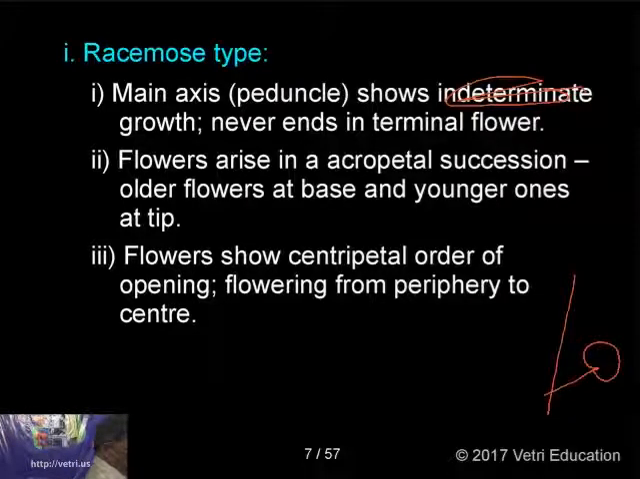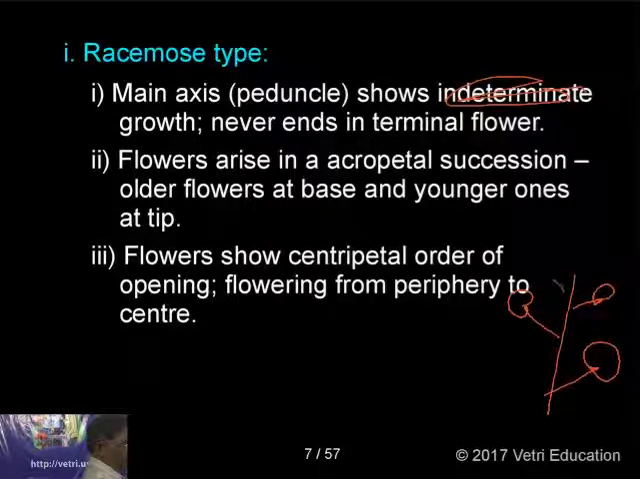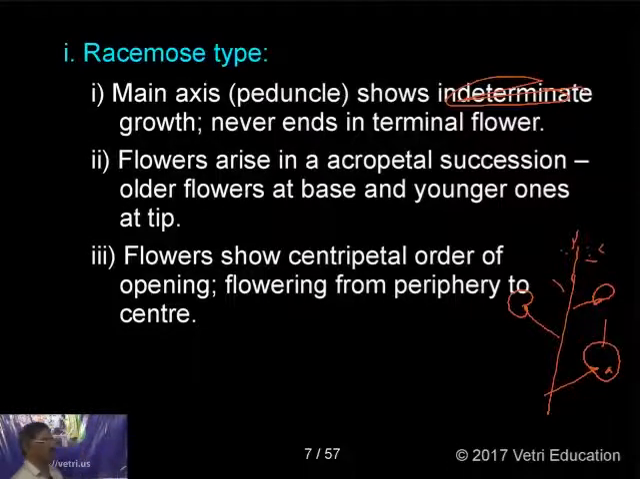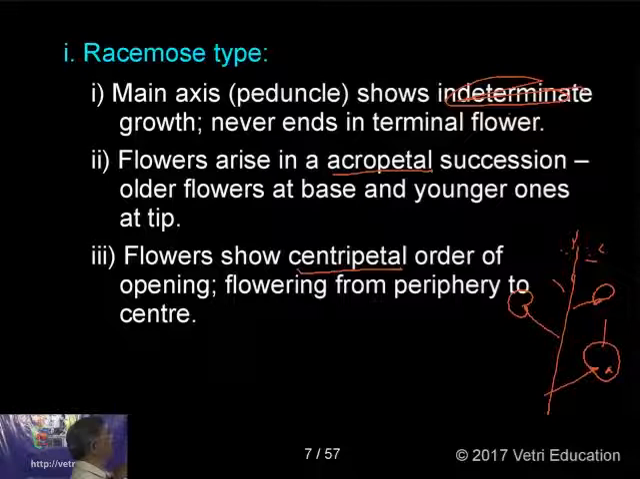Here you can find the older flowers are very big, and the upper flowers become very small, and this arrangement is acropetal succession. Since they are older flowers, these flowers open first. The opening is from the periphery to the center, and that is called centripetal order of opening of the flowers. So, in racemose, you have to remember three things: peduncle growth is indefinite, the arrangement of the flowers is acropetal, and the opening is centripetal. That is a characteristic feature of racemose types.